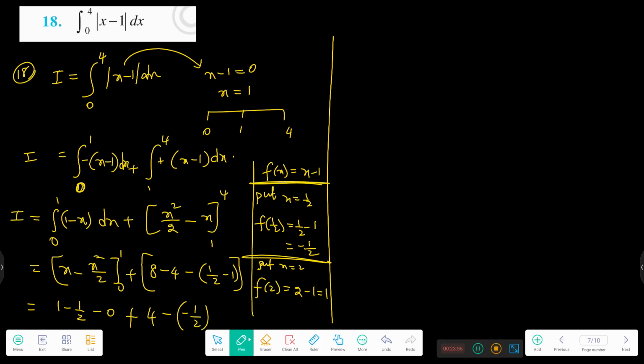Minus 1 by 2. Okay, like that. Now, what is that? Here, 1 minus half, na, half, 1 minus half, half plus 4. Minus in the minus, plus half. So half plus half is full, which means 1. Which means what, ma? 1 plus 4, that is equal to 5. So I is equal to 5 is our required answer for 18.